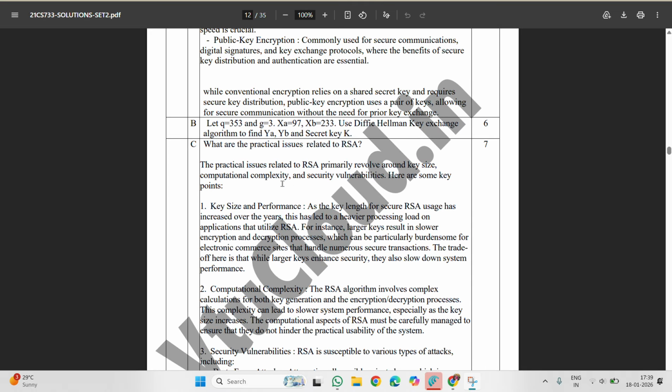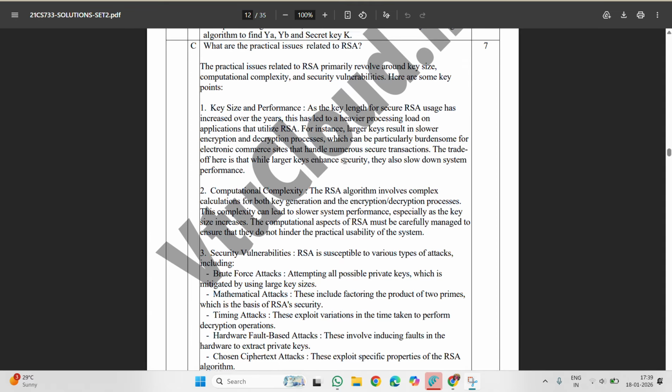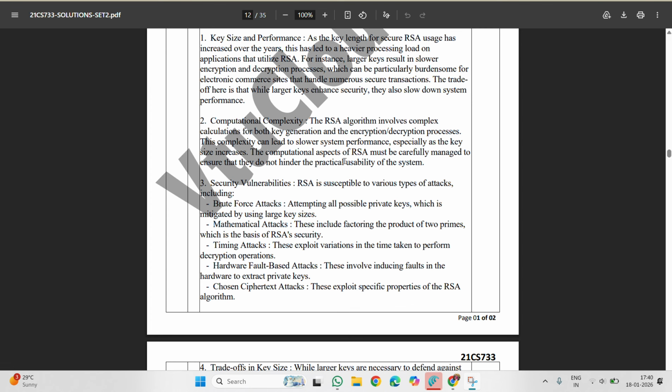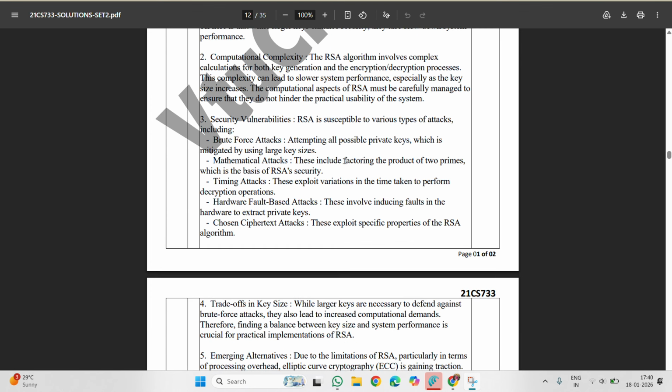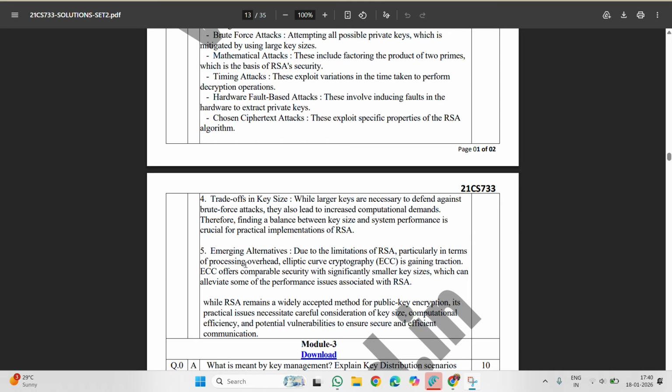Next, what are the practical issues related to RSA algorithm? There are several practical issues for this RSA algorithm, like key size and performance, computational complexity, security vulnerabilities like brute force attacks, mathematical attacks, timing attacks, hardware fault based attacks, chosen ciphertext attacks. And fourth one is trade-offs in key size and emerging alternatives. These are the practical issues of RSA algorithm.